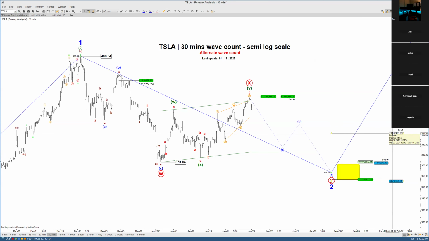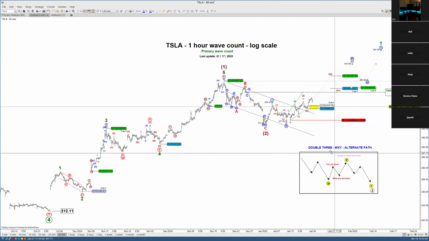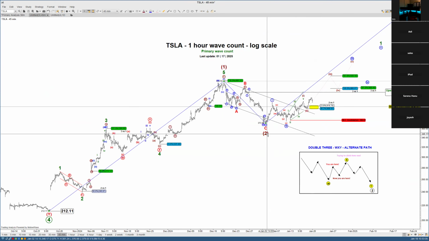Now, the 2 versus 1, which is 23 points, is a 400. The 38.2 retracement on a higher degree is 355. Where this 355 is coming from is from here, right there.